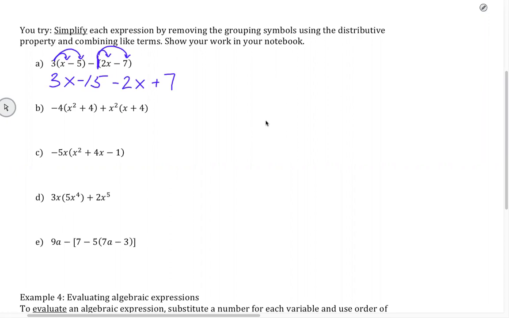Here we go. Okay. Now I have to combine my like terms. So I have 3x minus 15 minus 2x plus 7. So what I do is I'm going to do 3x minus 2x, that's x. Negative 15 plus 7 is negative 8. Done.